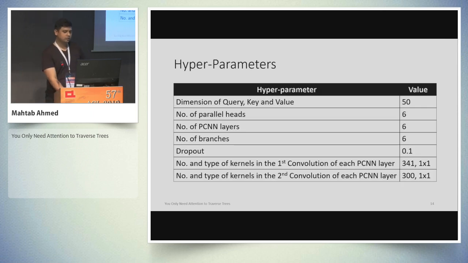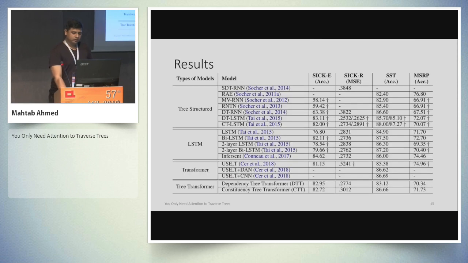These are the hyperparameters. The dimension of the query, key, and value was set to 50. We used 6 parallel heads, 6 position-wise convolutional neural network layers, 6 branches. The dropout was set to 0.1. And each of the position-wise convolutional neural network layers was composed of 2 convolutions. The first convolution uses 341 kernels of size 1 times 1, and the second one uses 300 kernels of size 1 times 1. So these are the results.